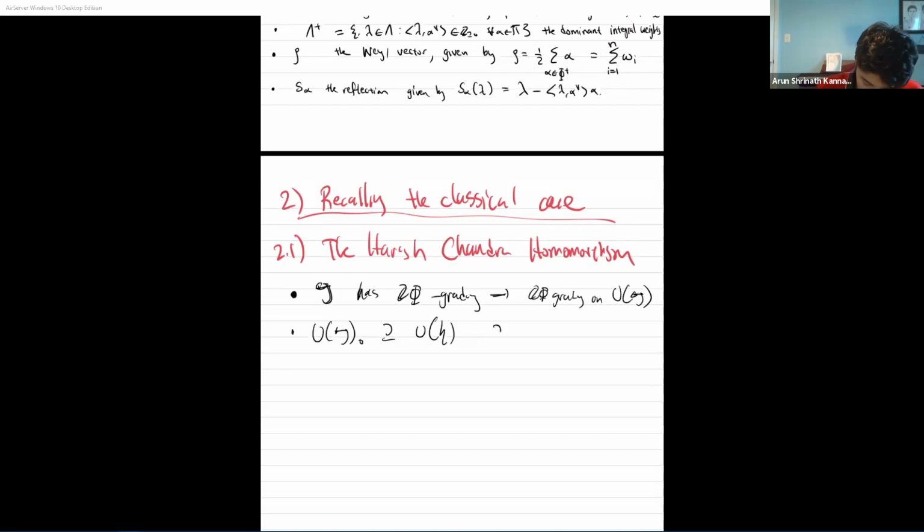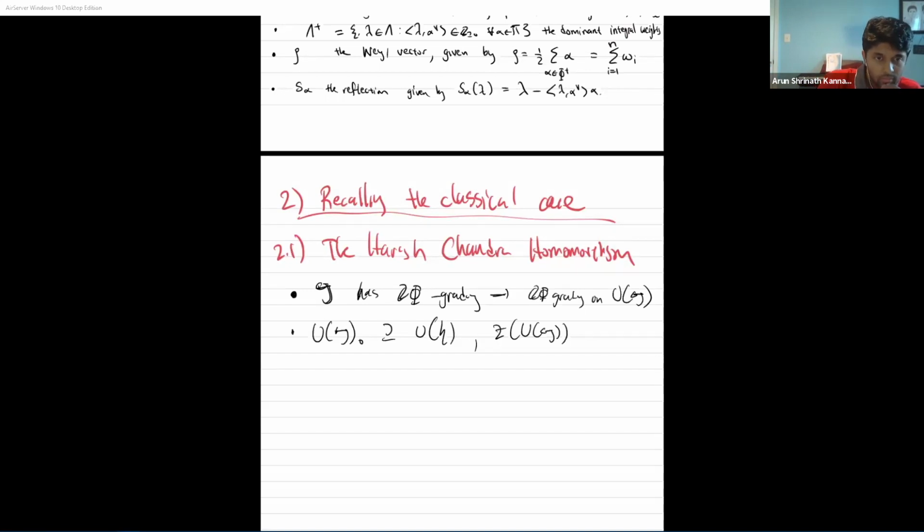and also the center. And that's because this gradation comes from the adjoint representation, and so you're going to pick up a factor if your degree is not 0, and so it can't be central. Okay.